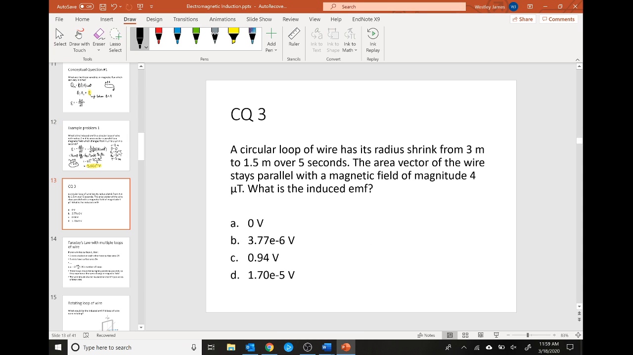Okay, so here's the clicker question I gave you all. This one says a loop of wire is shrinking from 3 meters to 1.5 meters. Its radius is shrinking over 5 seconds. The area vector is parallel with the magnetic field, and the magnetic field has a magnitude of 4 microtesla. For this problem, I'll go ahead and tell you, ignore the negative sign. You see here, there's no negatives. Don't worry about whatever negatives or positives you get. Just take the magnitude of it. The sign doesn't really matter with these kinds of problems.